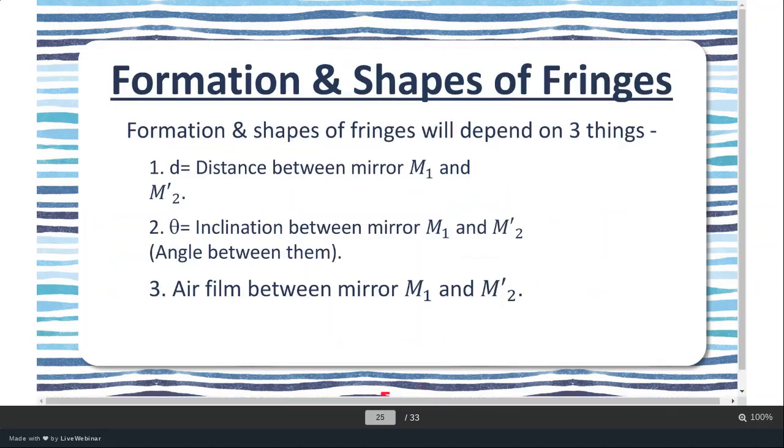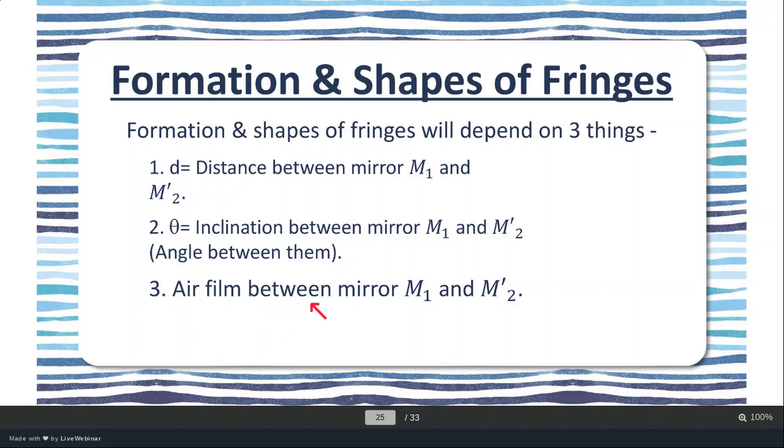Okay, so theta. We have seen the inclination between mirror M1 and M2 dash. Mirror M2 will be fixed, and mirror M1 can move freely. How it moves, whether it is inclined towards the other end, will change the angle between both of those mirrors, and it will determine the kind of shapes and fringes we may observe.